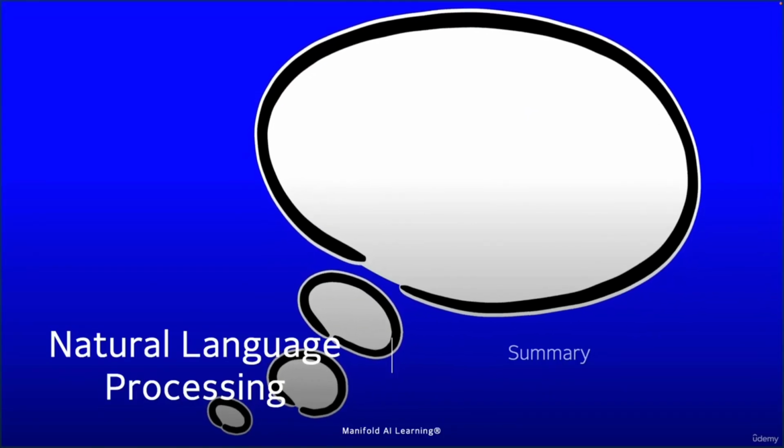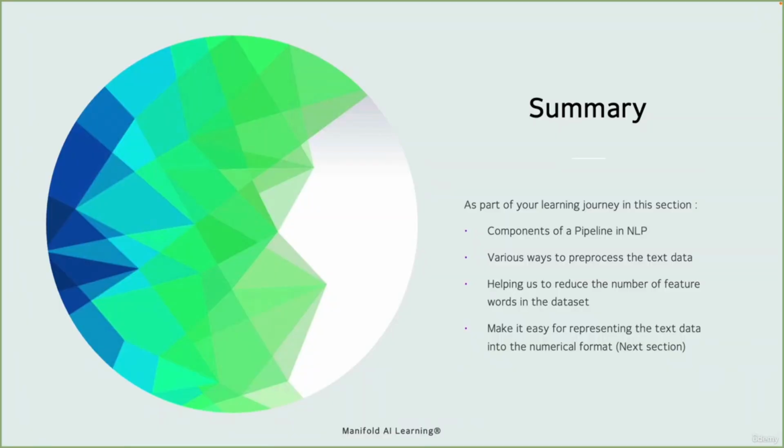In this video, let's quickly summarize the learnings that we had from this section. As part of your learning journey in this section, you have understood what the components of a pipeline in natural language processing are, and more importantly, you have looked into the various ways to pre-process the text data. The reason that we apply pre-processing on the text data is that it helps us reduce the number of feature words in my data set, which in turn helps improve the overall accuracy of my machine learning model. As a result, this will help me represent the text data in a numerical format in a much better way, which we will be studying in the next section.